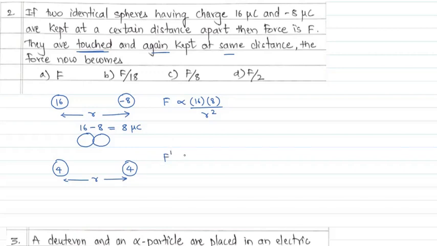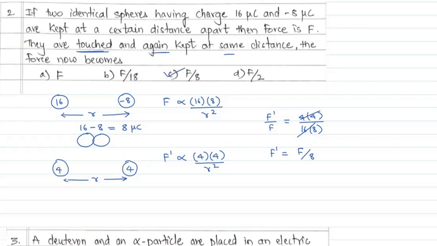So now F dash is proportional to Q1 into Q2, so 4 into 4 divided by R square. You are required to find F dash. So now take the ratio. F dash by F will be equal to 4 into 4 divided by 16 into 8. R square gets cancelled. If you simplify, 16 gets cancelled. So you'll have F dash is equal to F by 8. So option C is the answer.